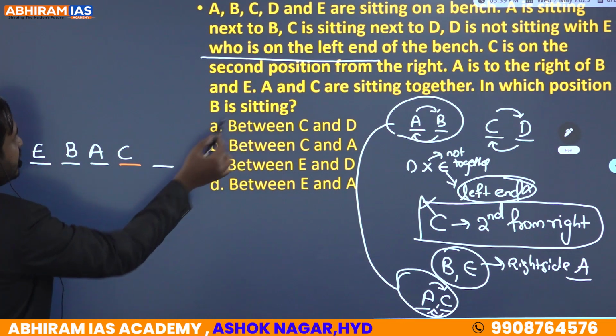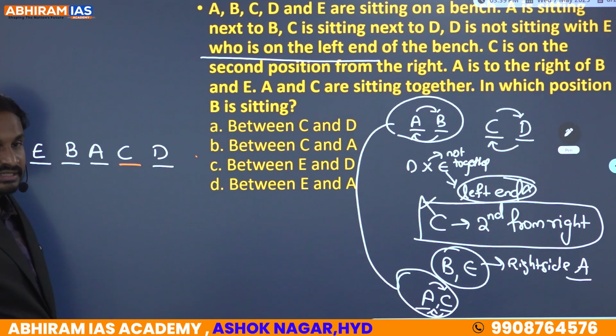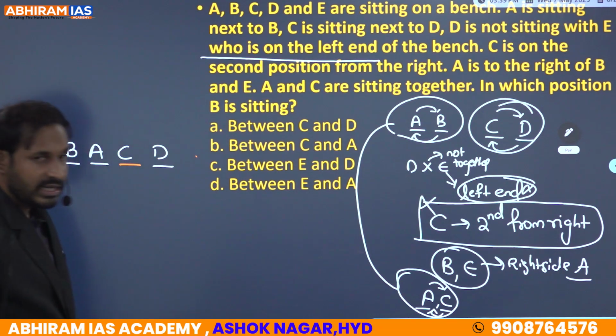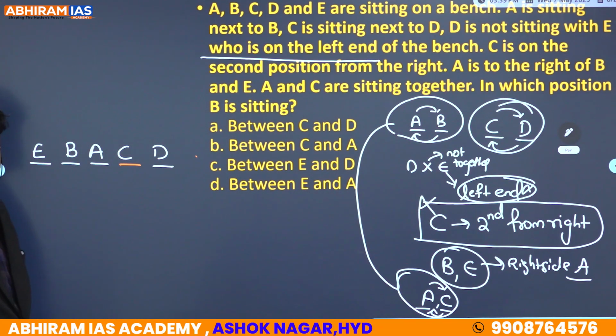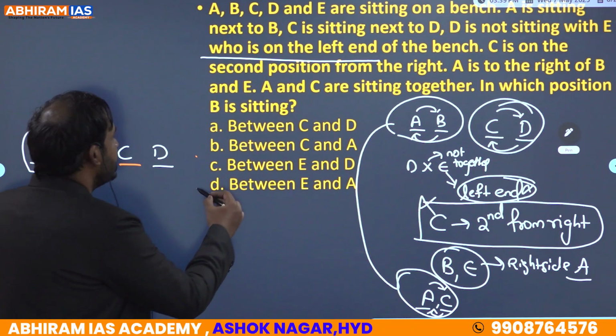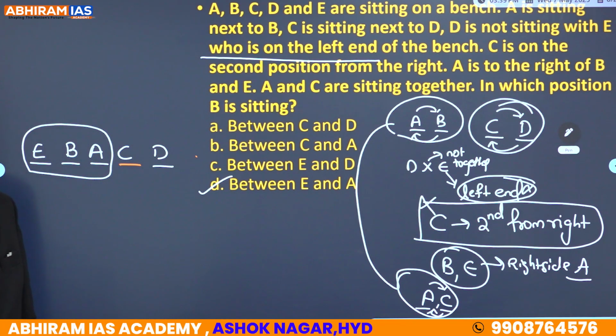And next, C and D are neighbors. They mentioned it already in the question. Okay, clear? Now all 5 persons are seated. Next, in which position is B sitting? B is sitting between E and A.